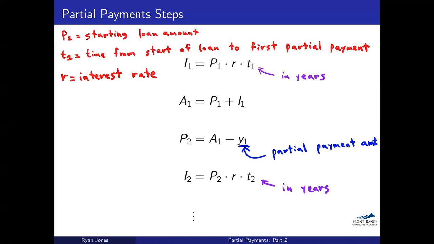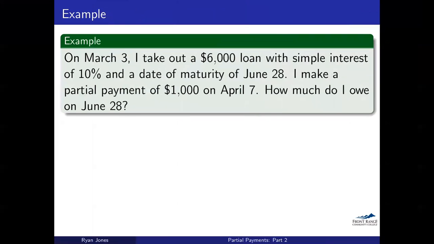So now that we've recapped all this, let's look at another example and work it out. On March 3rd, I take out a $6,000 loan with simple interest of 10% and a date of maturity of June 28th. So I take it out on March 3rd, and I've got to pay it all back on June 28th. On April 7th, I'm going to make a partial payment of $1,000, and I want to know how much I owe on the date of maturity, that June 28th.